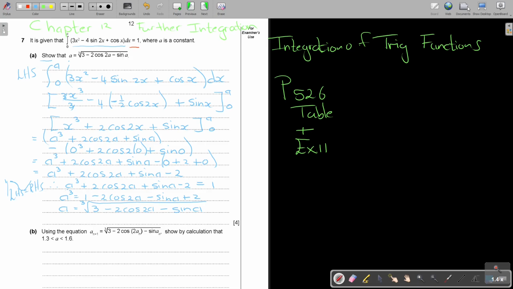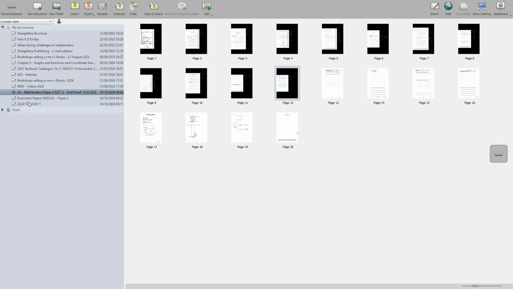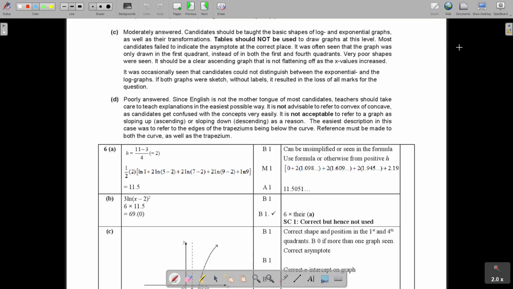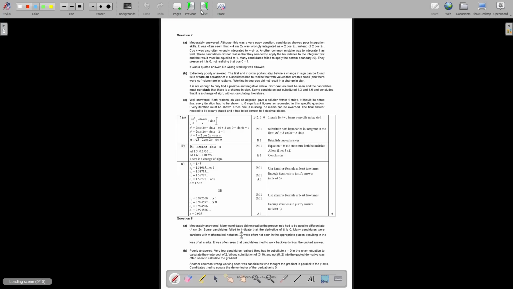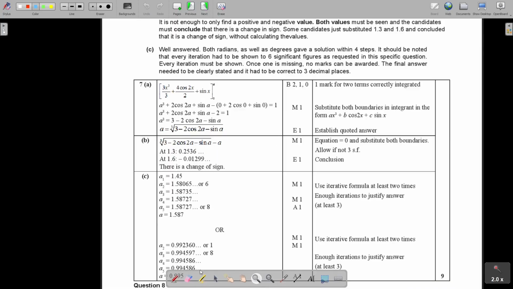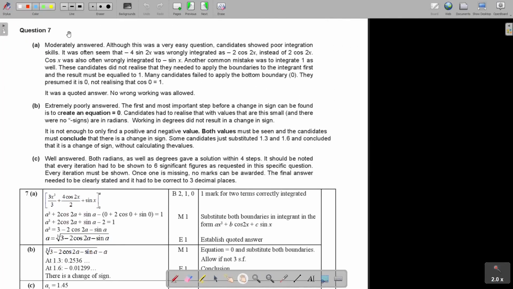So if I go there, question number 7, let's see if it's the next page. Yes. Okay, so question A was moderately answered, although this was a very easy question, straightforward. Candidates showed poor integration skills. You must learn the rules. Okay, the formula sheet will help you, but it will not help you with the ones which are a bit more challenging. So it's best to memorize the summary in the textbook, make your own summary. It was often seen that negative 4 sin 2x was wrongly integrated.